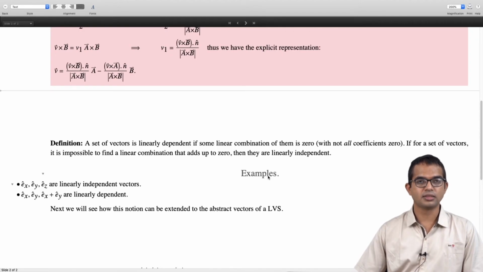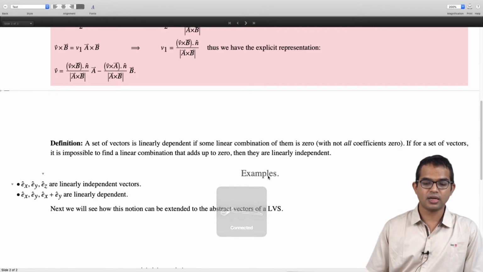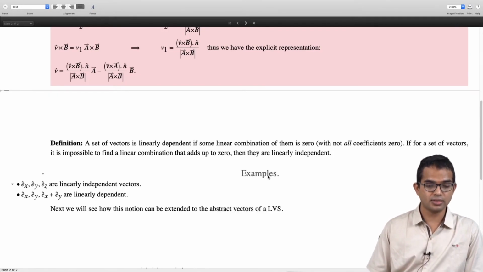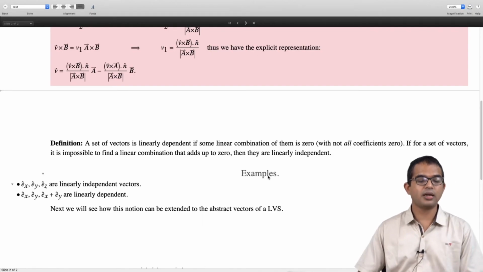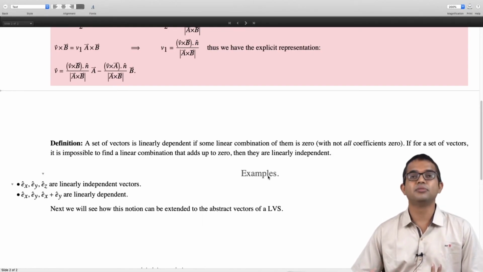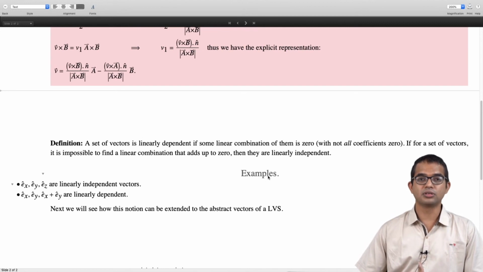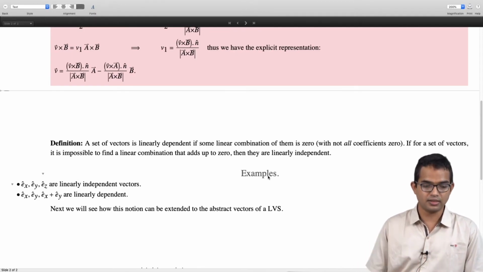But the point is that whenever, if at all, you're looking for some three coefficients, Ax and Ay and Az, such that Ax Ex plus Ay Ey plus Az Ez has to be 0, then Ax equal to Ay equal to Az equal to 0. All three are 0. On the other hand, Ex, Ey and Ex plus Ey are linearly dependent, because the third vector can be written as the sum of the first and the second. So you have this relation which makes them linearly dependent, right?